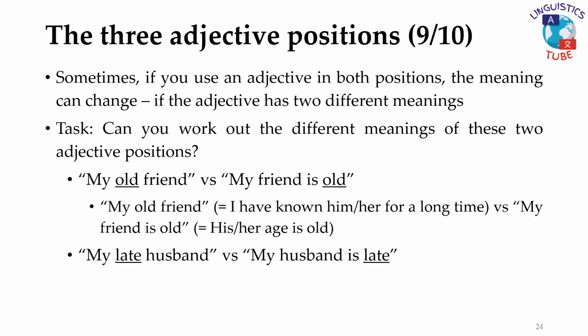If I say my old friend, it means I have known him or her for a long time. But if I say my friend is old, I am referring to the age of my friend, which is old. Here is another example. My late husband versus my husband is late. Again, please pause the video now.